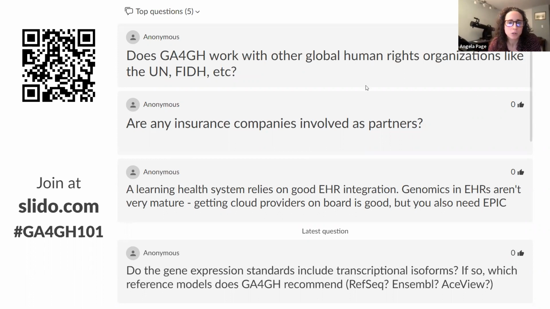Does GA4GH work with other global human rights organizations like the UN, FIDH, et cetera? So no, not as far as I'm aware with human rights organizations. We do work with the WHO a good bit and the World Economic Forum, but specifically the human rights activities are really the brainchild of one of our founding leads, Bartha Knoppers at the Center for Genomics Policy. But that's a great idea and probably something we should follow up on.